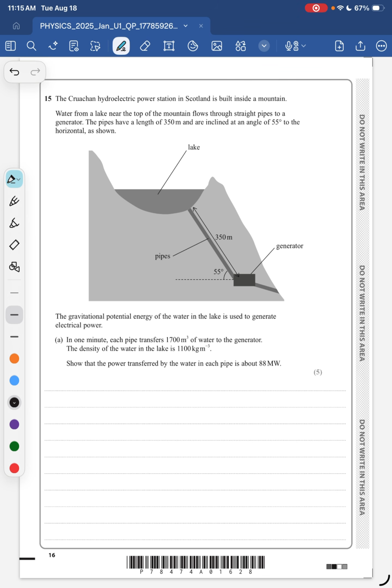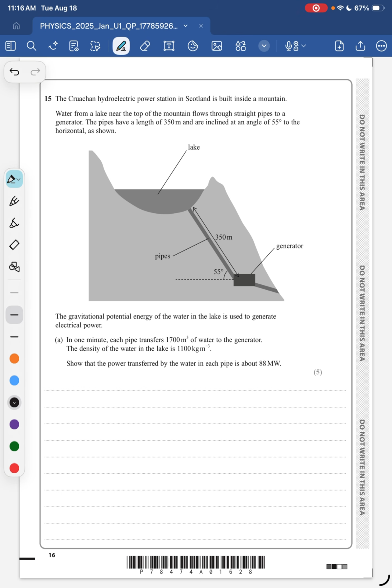So this hydroelectric power station in Scotland is built inside a mountain. This sounds really interesting. If you guys have seen this before, I mean, if you visited it, let me know in the comments. So water from a lake near the top of the mountain flows through straight pipes to a generator. The pipes have a length of 350 meters and are inclined at an angle of 55 degrees to the horizontal as shown. The gravitational potential energy of the water in the lake is used to generate electrical power.